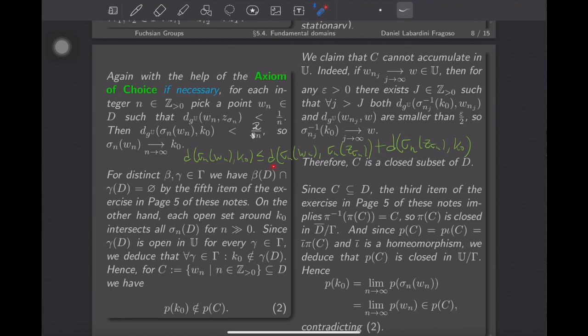Now, we saw that if I take different elements of gamma, the image of D under one intersect the image of D under the other is empty. I mean, because beta inverse of gamma of D intersect D is empty, right? Which follows from the fact that D is contained in a fundamental set. So from this, it follows that for different elements of gamma, this is empty.